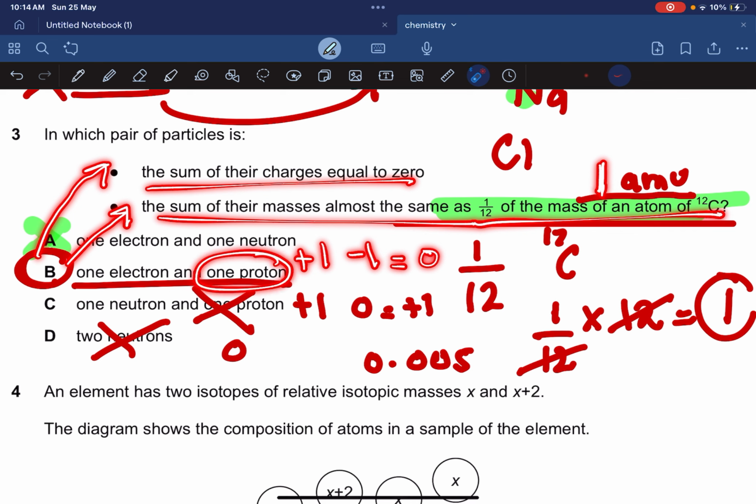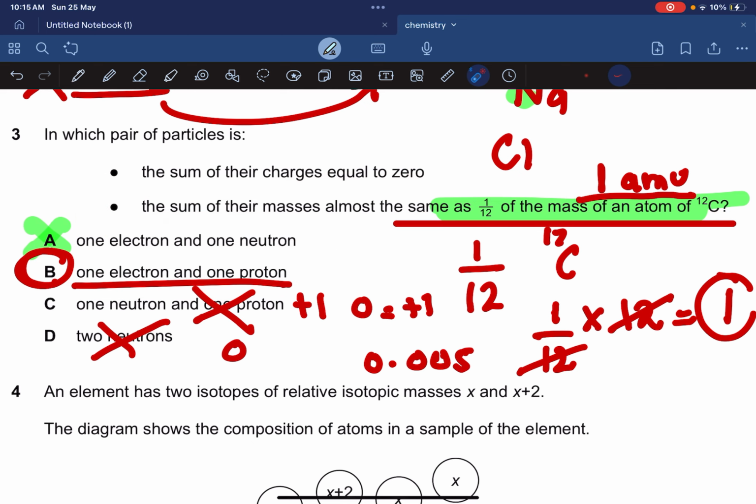The mass of 1 proton is going to be 1 atomic mass unit, and the mass of an electron is almost negligible, so we don't consider it. So the sum of their masses is going to be the same as 1/12 of the carbon-12 atom, because what's 1/12 of the mass of a carbon-12 atom? That's simply 1 atomic mass unit, and a proton has a mass of 1 atomic mass unit. I hope you understood this.